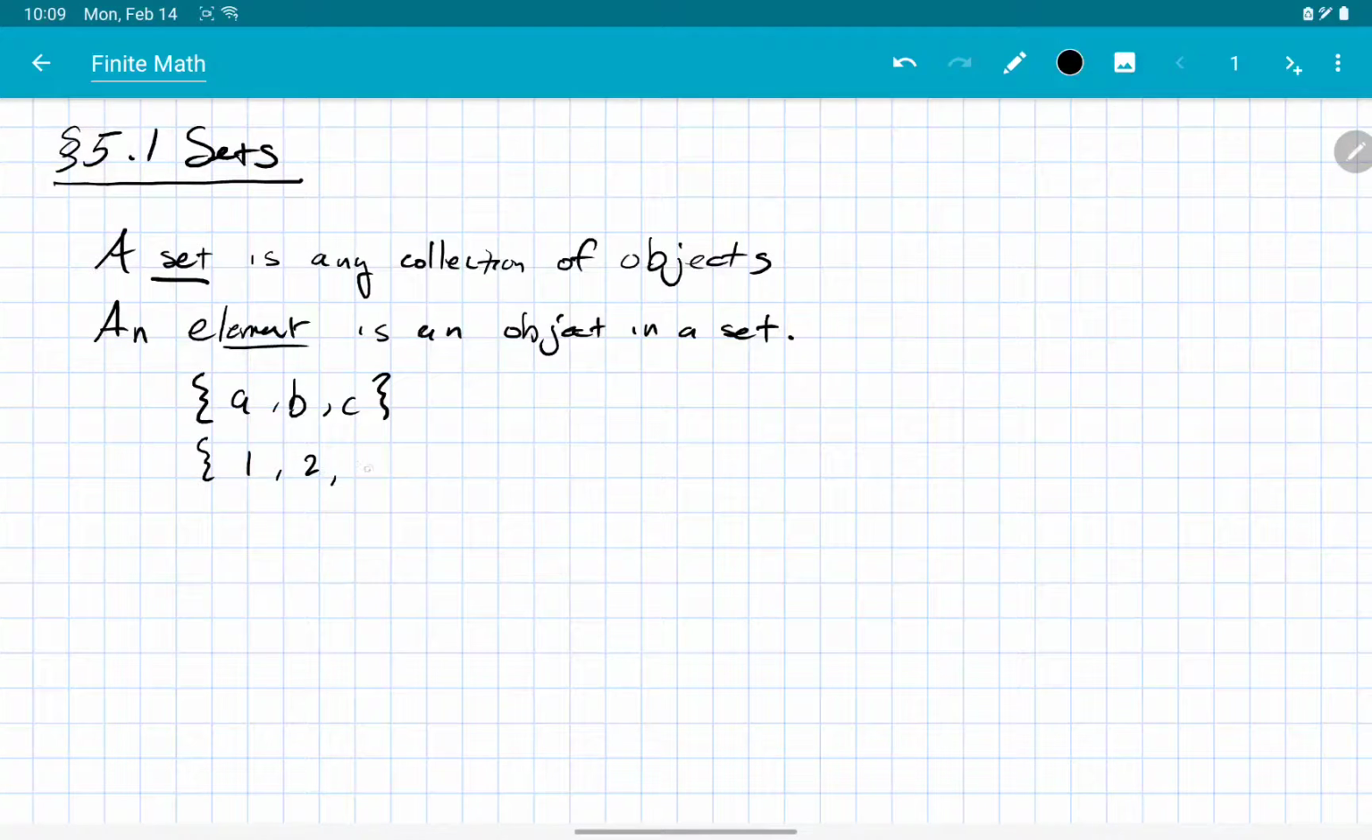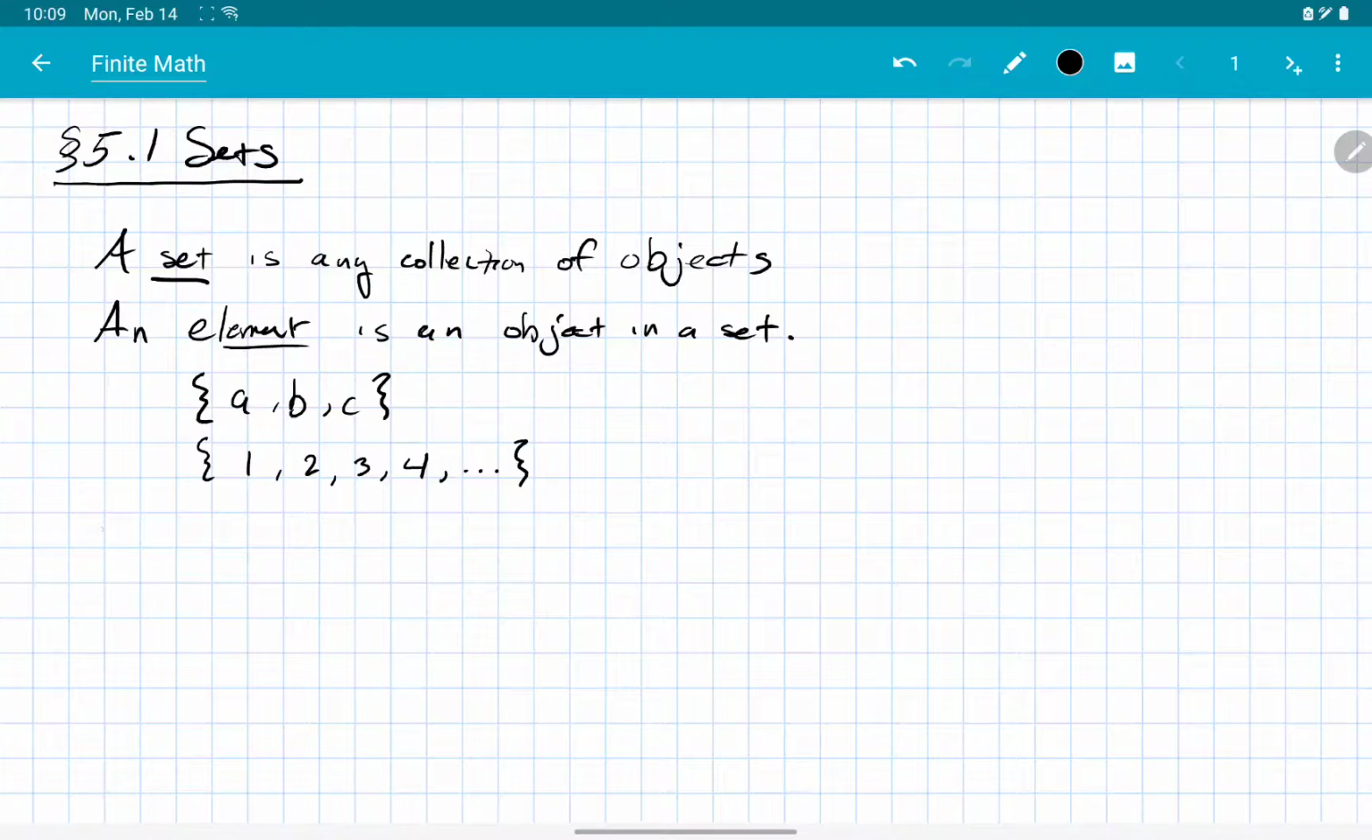I can write this set 1, 2, 3, and so on, and it's understood here that I'm including all the natural numbers in this set. So the number 537 is an element of this set. The number 1322 is also an element of this set. But this set has infinitely many elements. It's not a finite set, it's an infinite set. Okay, so those are some examples.